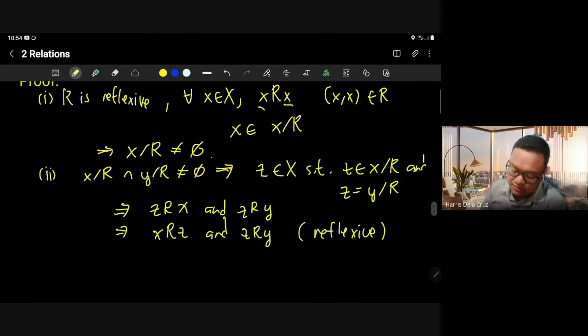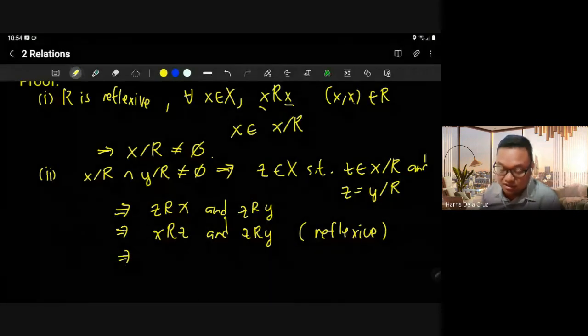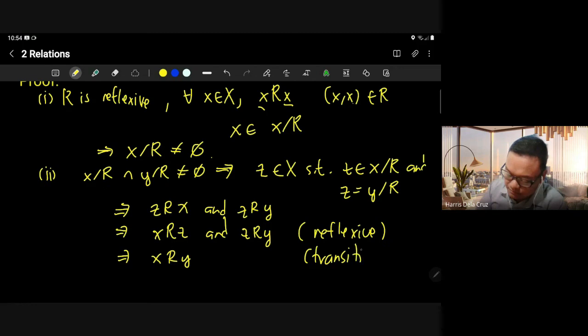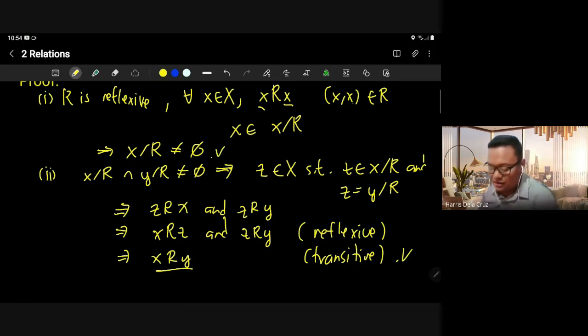Right? Next, if X is related to Z and Z is related to Y, then by transitivity, X must be related to Y. Right? Which is what we want to show. Okay. So we are done here. Okay? So nakadalawa na tayo. We've shown that whenever the equivalence classes have an intersection, then the equivalence classes represented by x and y are related. So x is related to y.